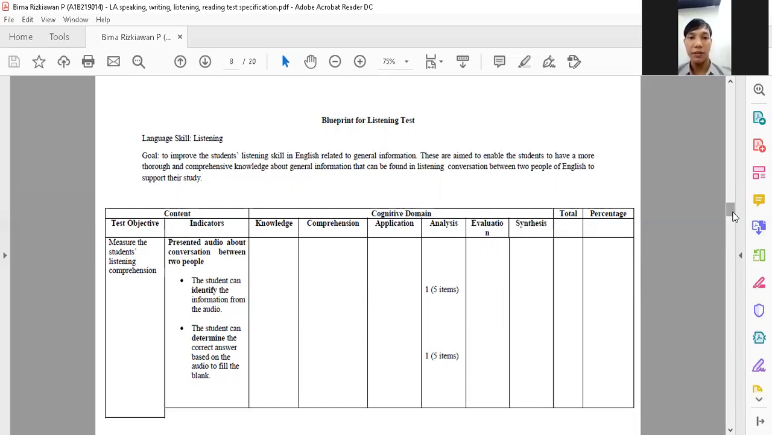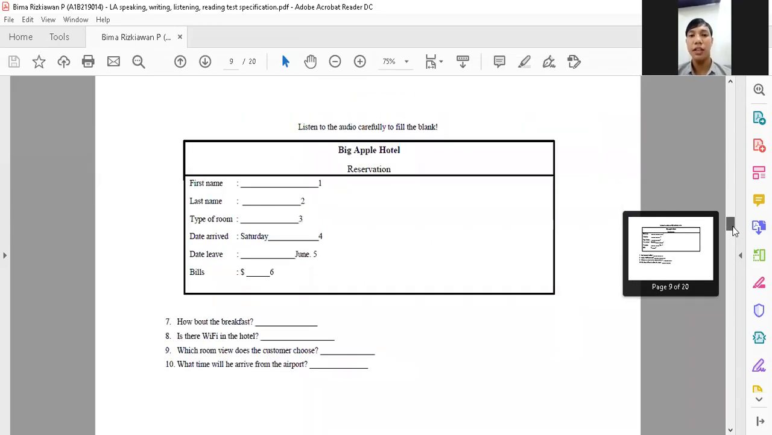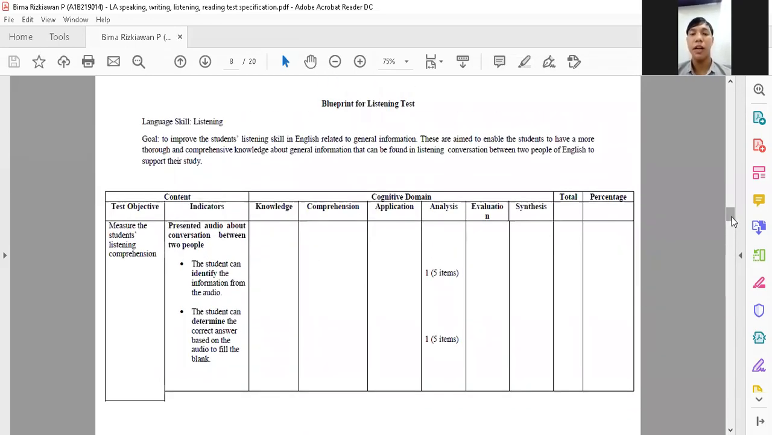The test objective is to measure the students' listening comprehension. The indicators are: the student can identify the information from the audio, and the student can determine the audio of the blank. Each item is 5 items.